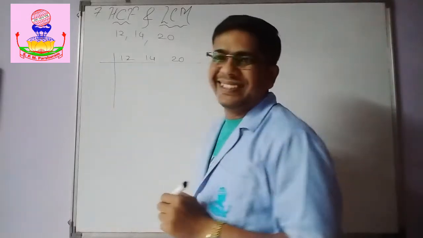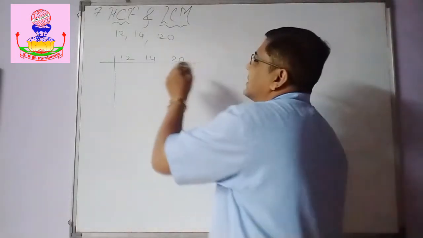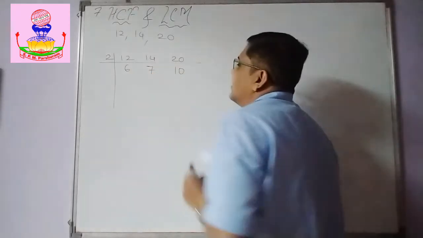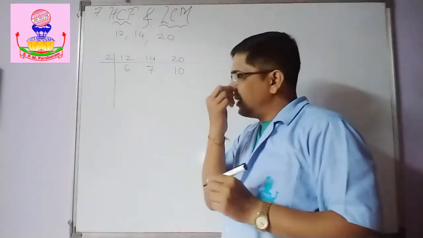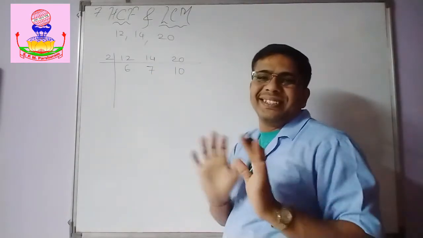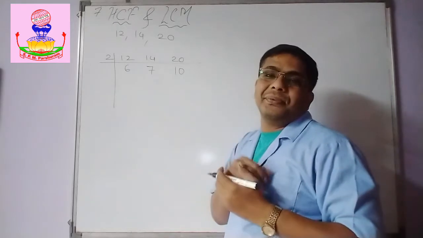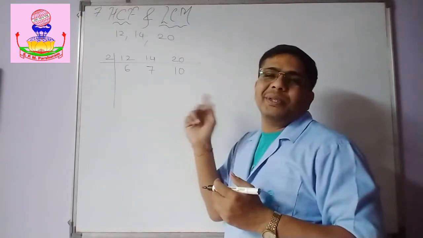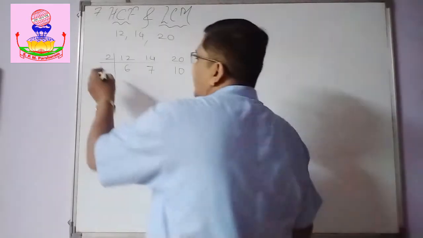I'll find the factors for all of them. Now, all the 3 are divisible by 2. So 2 6s are 12, 2 7s are 14, 2 10s are 20. Right? Finished. This 2 is the HCF, since it is common. Now, next, again by 2.